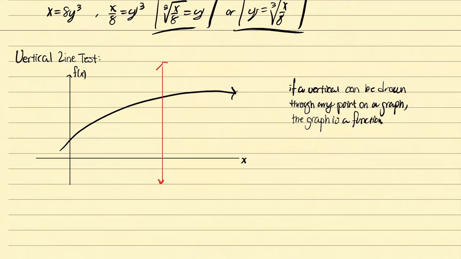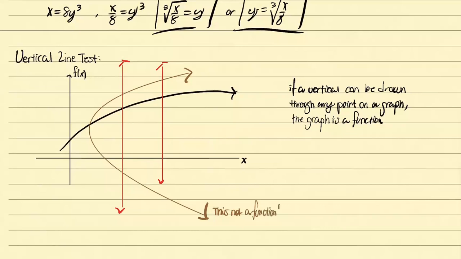So as a counterexample, I'll use a different color ink. So say this is a separate new graph. I can draw a line through it, but notice this line intersects the function twice. So this is not a function. It fails the vertical line test.